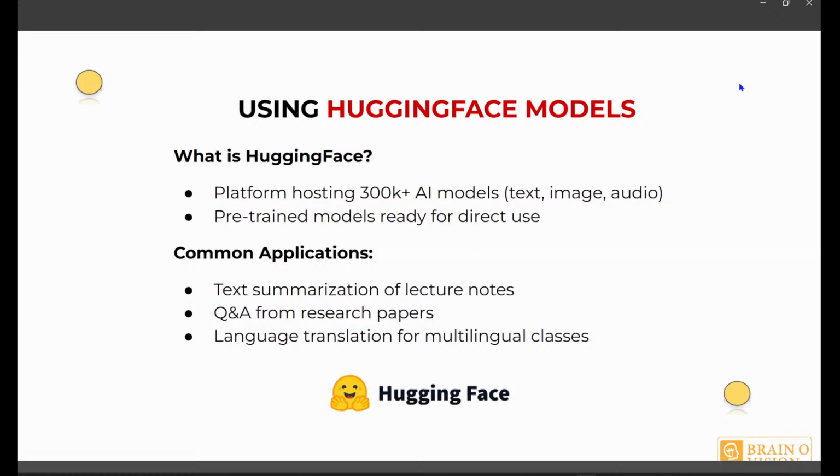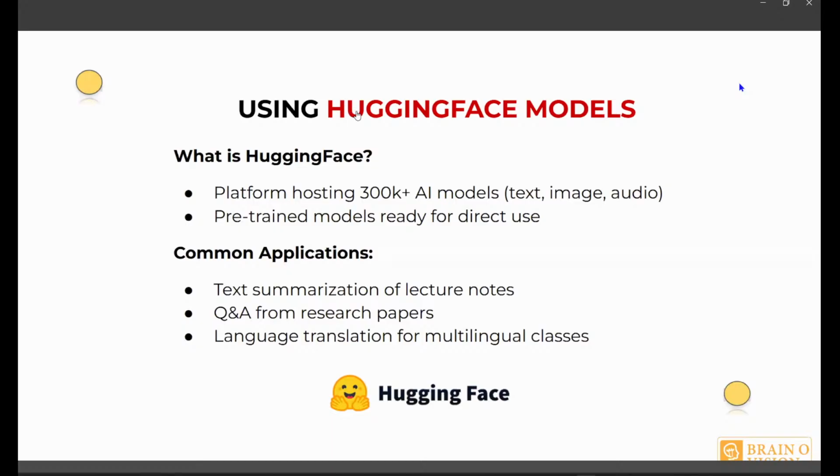So this is how we're going to grab our Hugging Face models. The common applications we can build, and that we can start with, are text summarization, Q&A from research papers, and language translation for multilingual classes. In this way, we can grab our Hugging Face models.